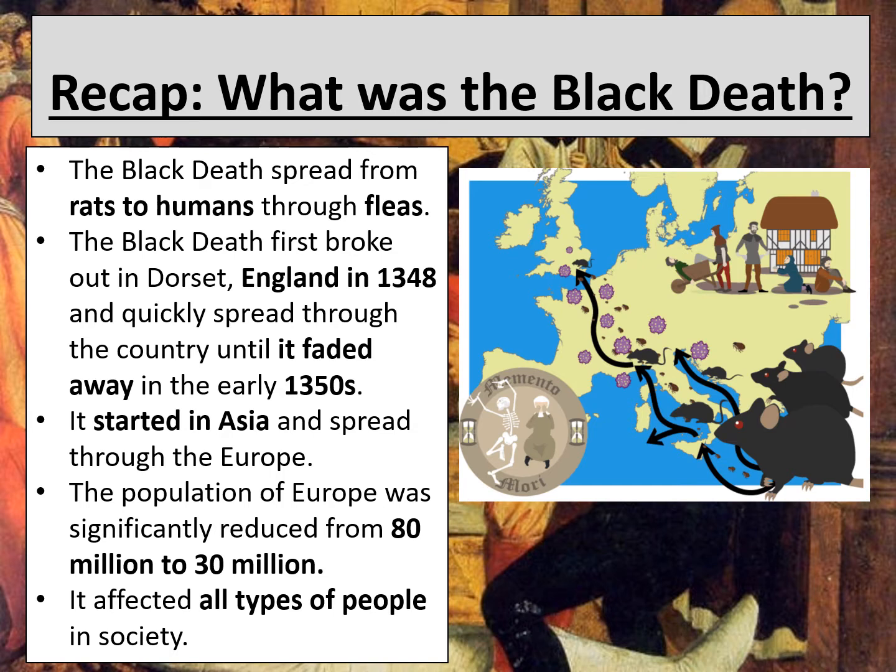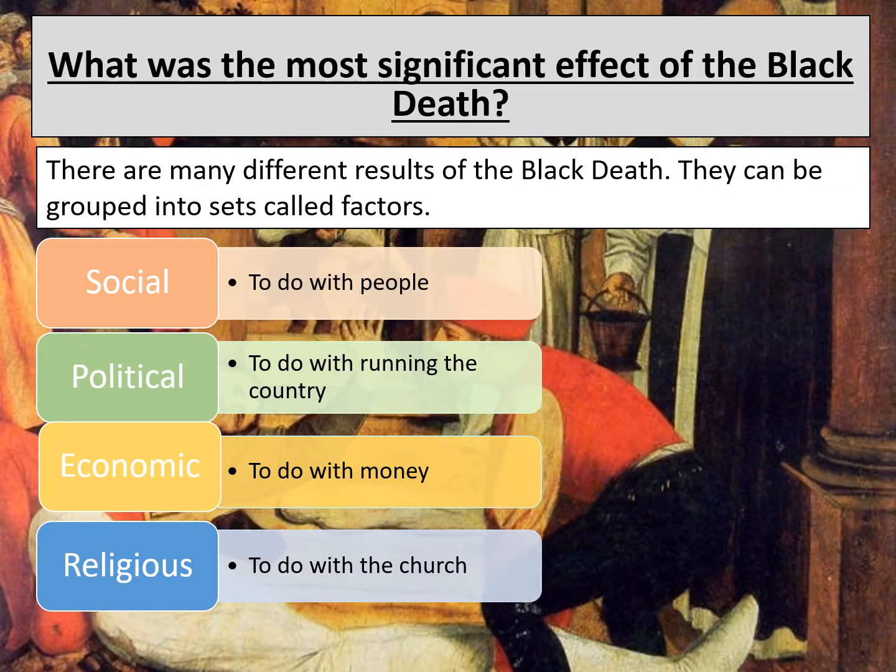The population of Europe was significantly reduced from 80 million to 30 million. It affected all types of people in society, whether you were poor, rich, or even the king. Today we are going to look at what was the most significant effect of the Black Death.